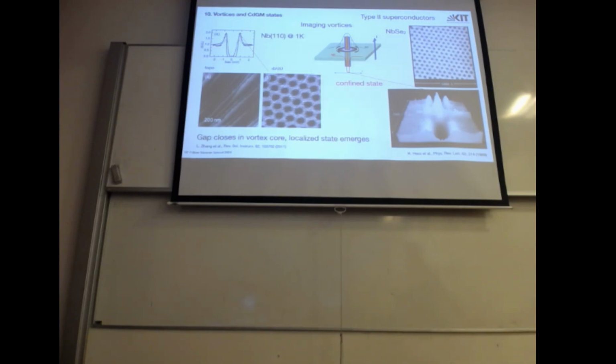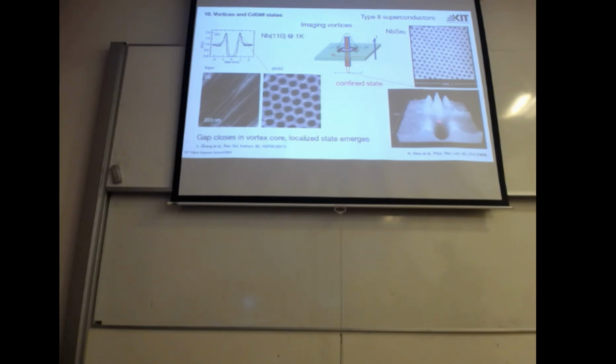But we are not the first who have done that. Maybe the pioneering experiment is much older, tested this, for example, on NbSe2. Very nice picture, but it has already realized something else: the gap. This is a plot of the spectrum as a function of distance from the core of the vortex. So you see the gap is closing.